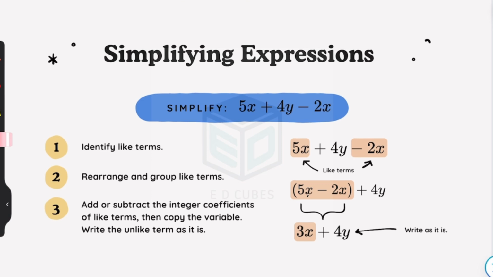We're just going to solve it. When we solved it, 5x minus 2x came out to be 3x. So 3x plus 4y is the simplified form of the given expression. This was the given expression, and this is the simplified form. I hope it is clear to you, and if it is clear to you, let's solve one more question.